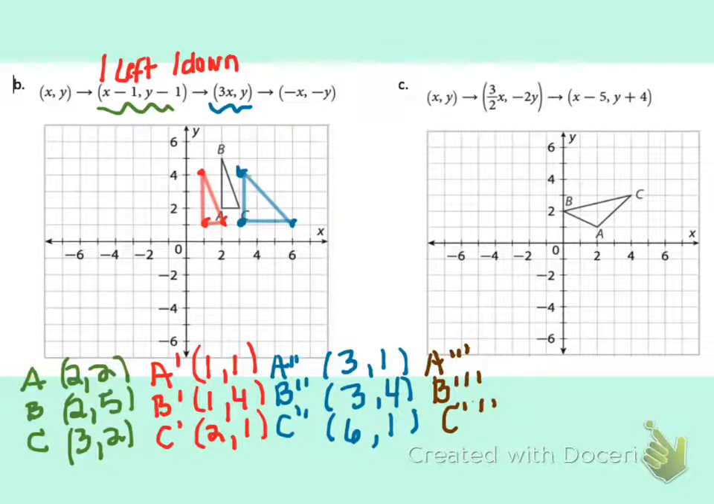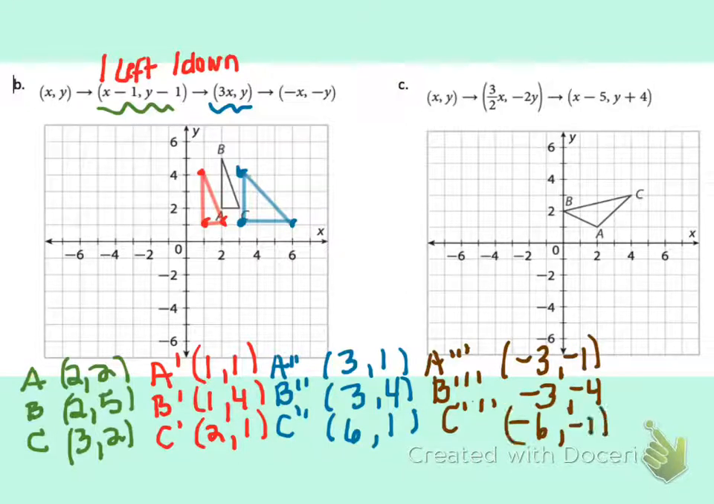I'm going to run out of room for the next one, but I can always erase. And so these just say take the opposite. So that'll be -3, -1, -3, -4, and -6, -1. And that rule may look familiar to you because this is a transformation we've done. When we take the opposite of both of them, we're going to see what happens to it in just a second. So if I go -3, -1, that puts that point right there, and that's the A triple prime. And by the way, the A double prime was at 3, 1.